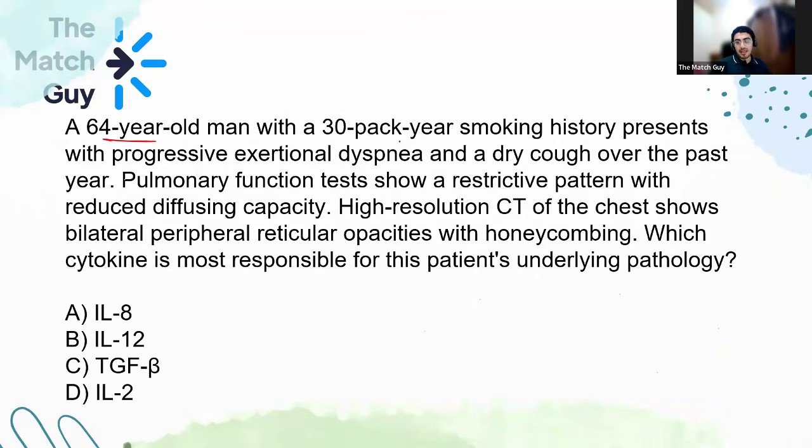A 64-year-old man with a 30 pack per year smoking history presenting with progressive exertional dyspnea and a dry cough over the past year. Pulmonary function test shows a restrictive pattern with reduced diffusing capacity. High-resolution CT scan of the chest reveals bilateral peripheral reticular opacities with honeycombing. Which cytokine is most responsible for this patient's underlying pathology? First of all, what is this pathology?